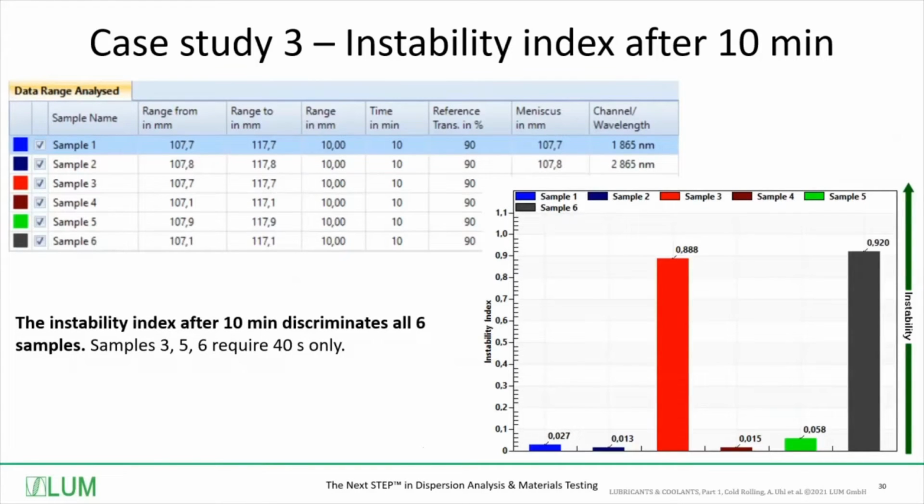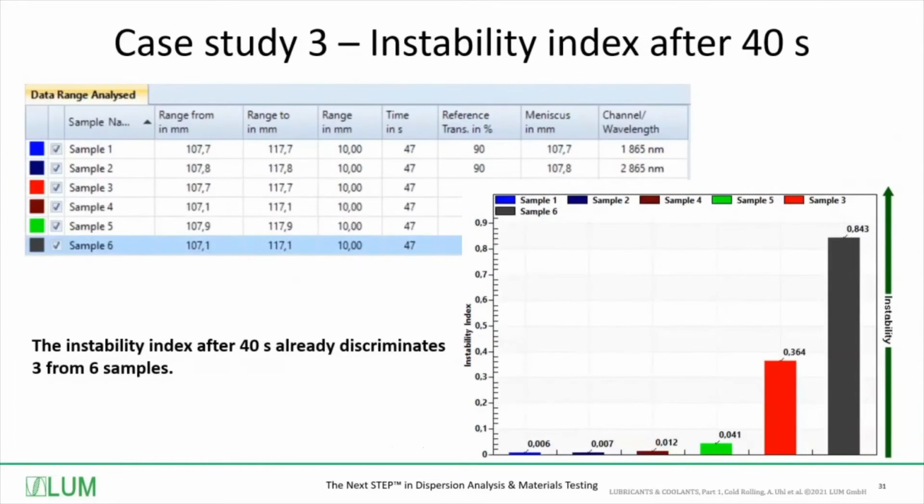But we can also learn that we need only 40 seconds for samples 3, 5, and 6. Same ranking, most unstable, sample number 6. Second most unstable, sample number 3. Third, number 5. Samples 1, 2, and 4 are close to each other, and here we recommend to run a few minutes longer: 40 seconds for the first 3, 10 minutes for all 6.